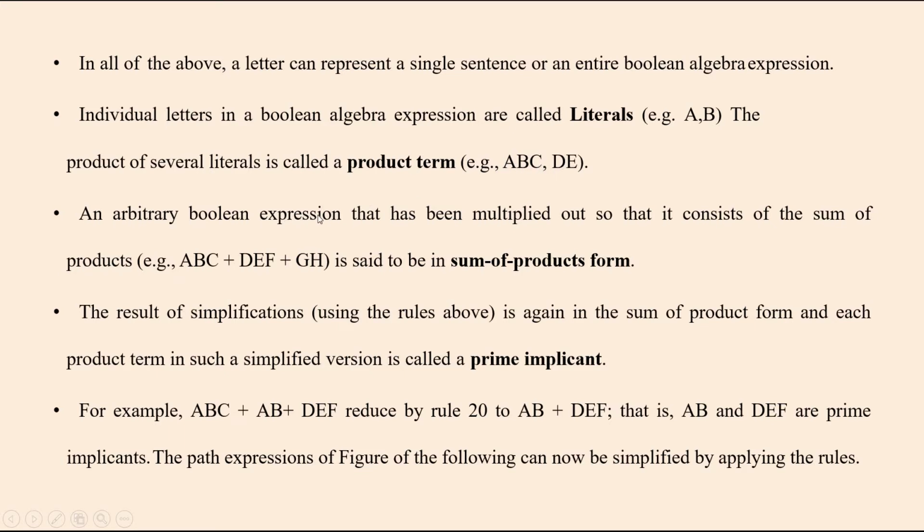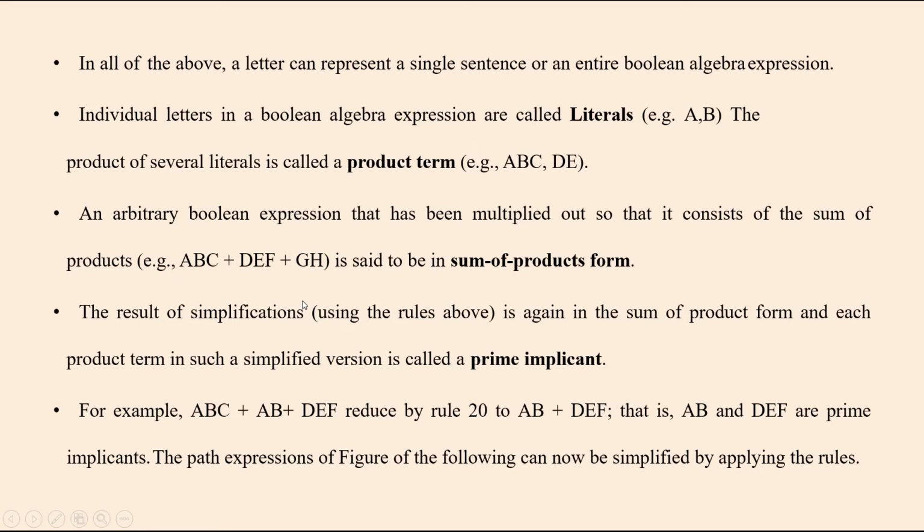An arbitrary Boolean expression that has been multiplied out consists of a sum of products. This is an example of a product term: A into B into C. This is an example of a sum of products: A into B into C plus D into E into F plus GH. Since we have used the plus symbol in between, it is called a sum of products. Product of sums means whenever we use the multiplication in between, that is called a product of sums.